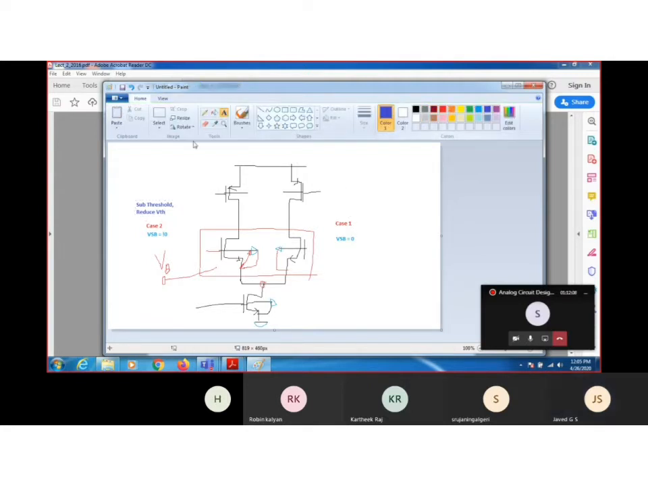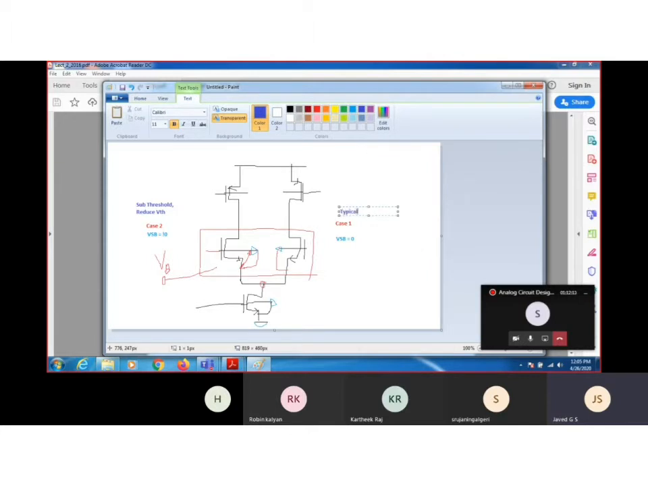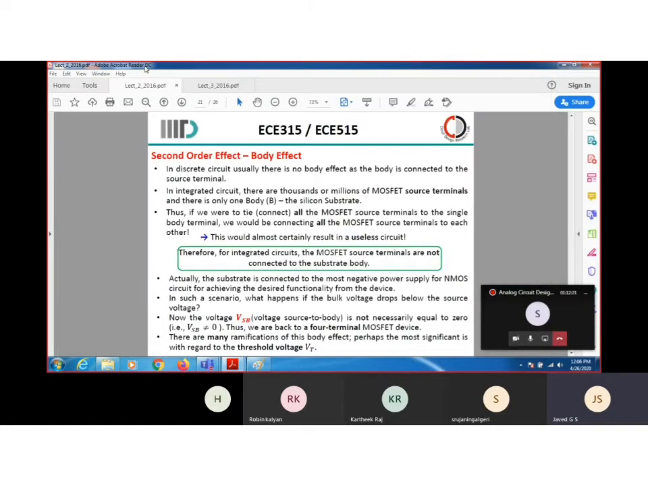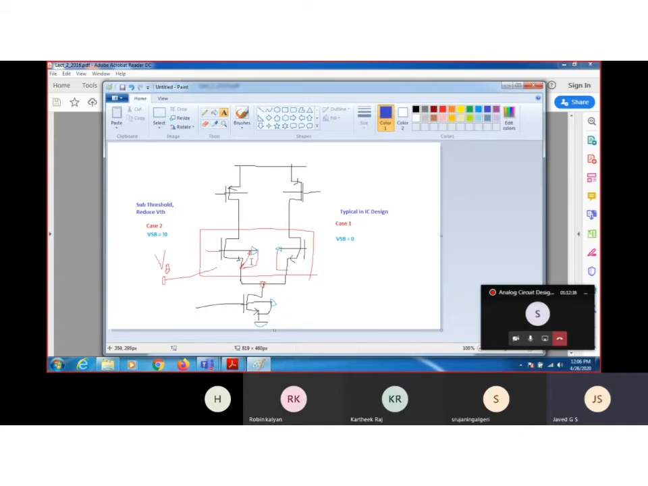This is the typical case which generally is used in IC design. Typical case where generally it is followed. Okay, so this is going to be the body bias. So how is that? For integrated circuits, MOS source terminals are not connected to the substrate body. Okay, so you will not have your source terminal connection. You will always have your body terminal connected to the ground.